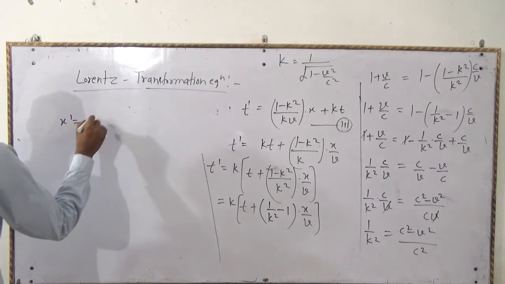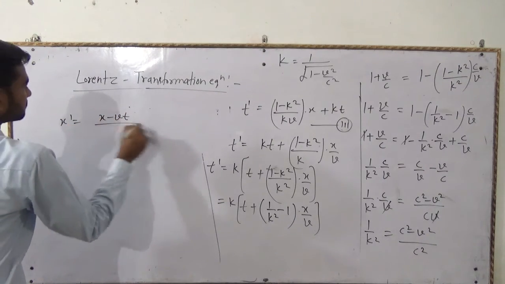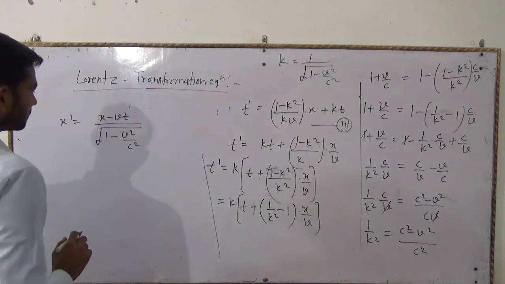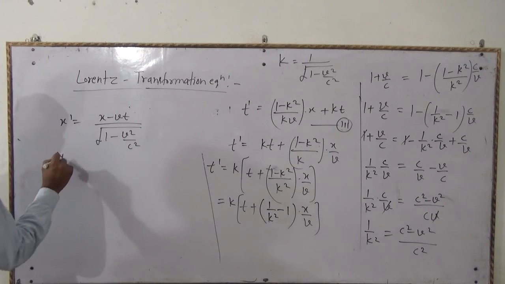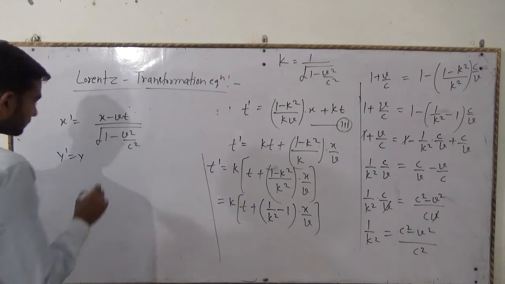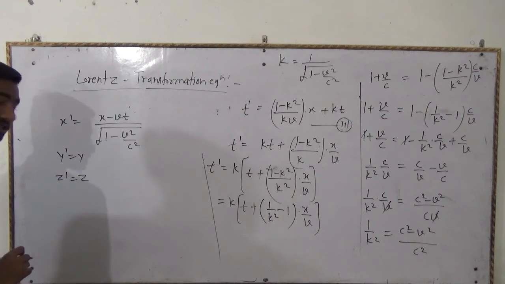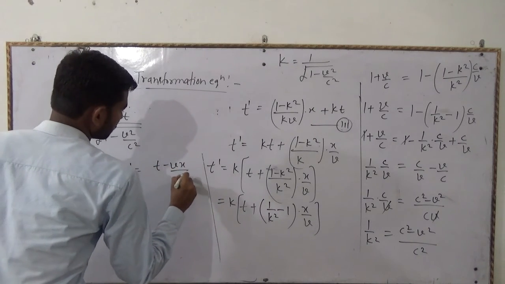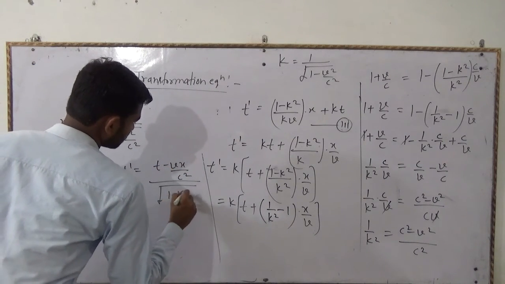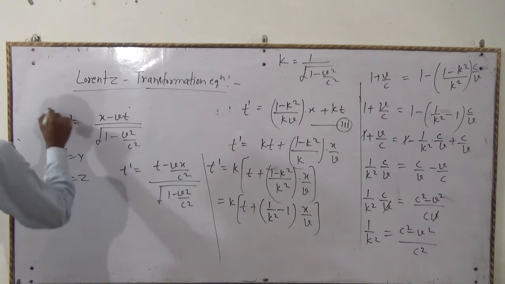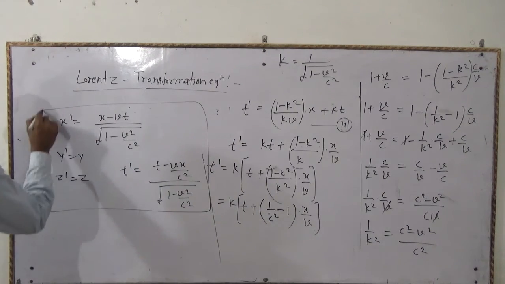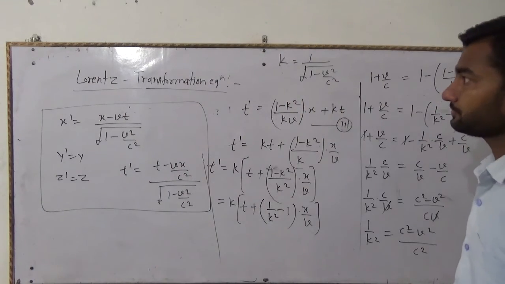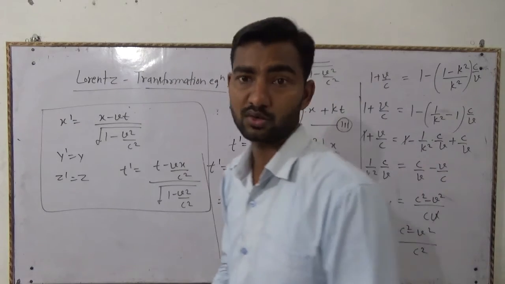X dash is equal to x minus vt upon under root 1 minus v square by c square. Y dash is equal to y, z dash is equal to z. It is the complete Lorentz transformation equation.